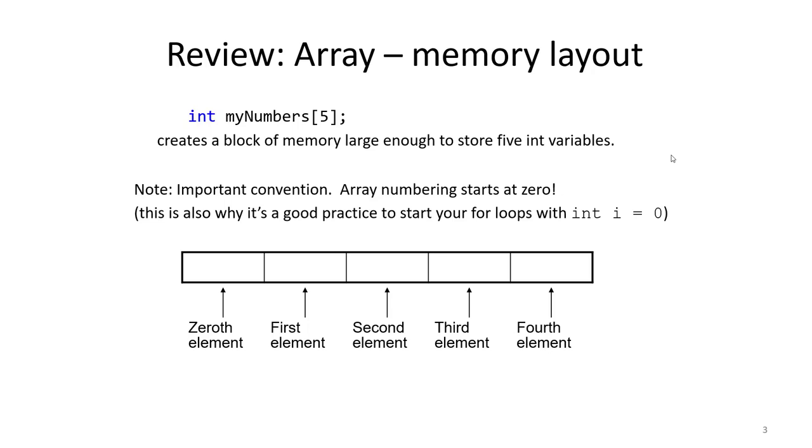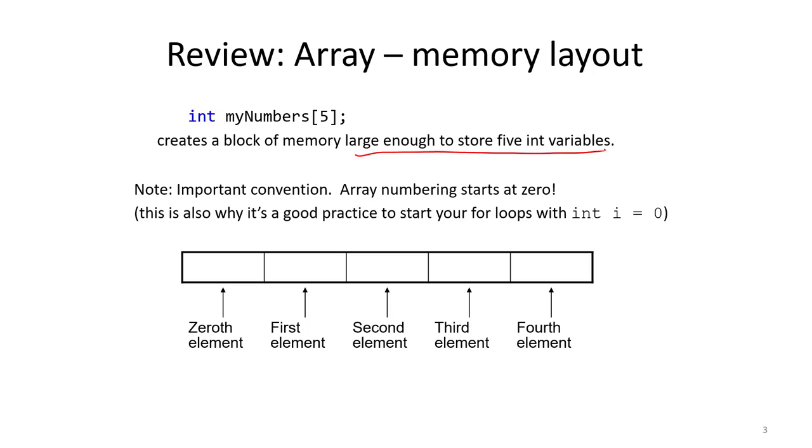So you may remember from our last video that arrays basically allow us to allocate blocks of memory large enough to store sets of different kinds of data. For example, if I declared this array named myNumbers5, what this does is this creates a block of memory large enough to store 5 int-sized variables.